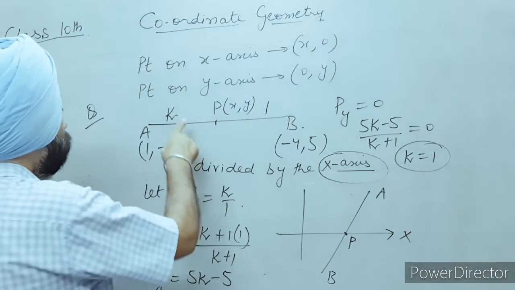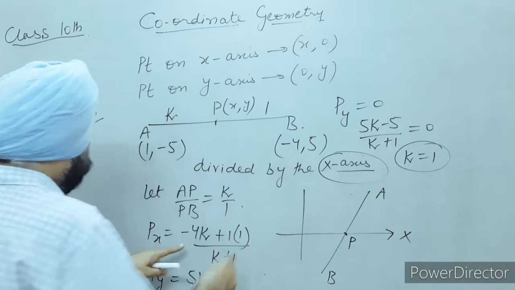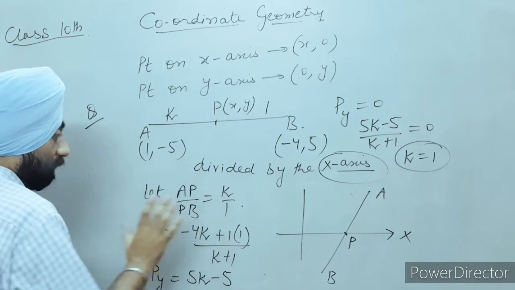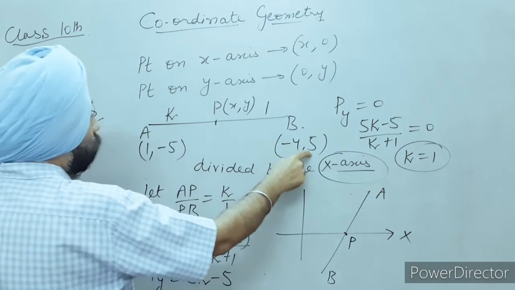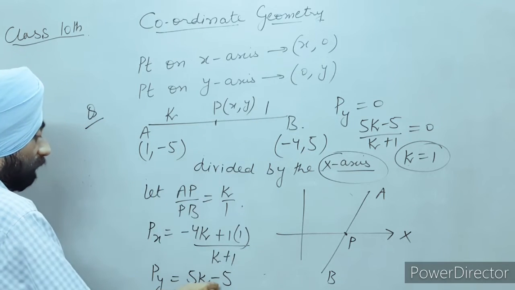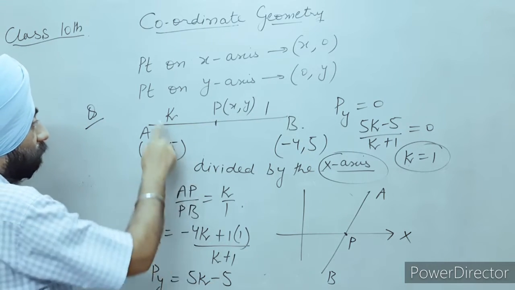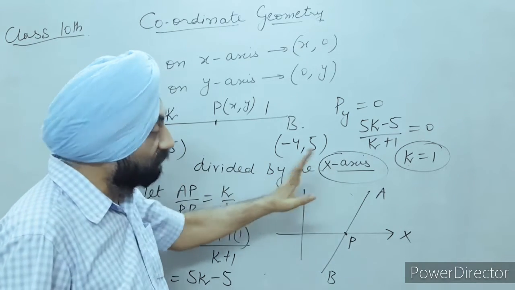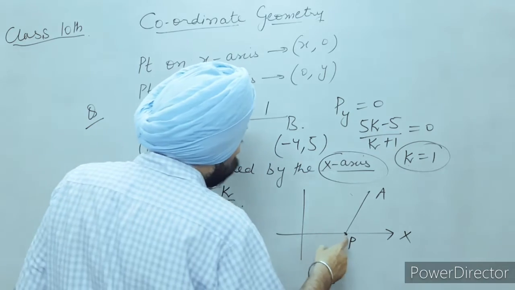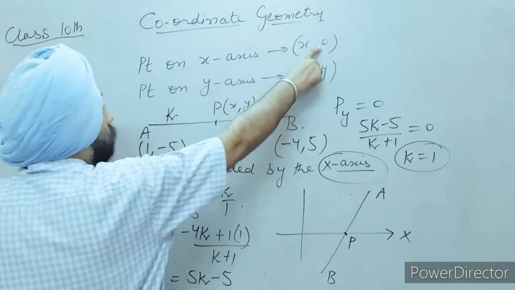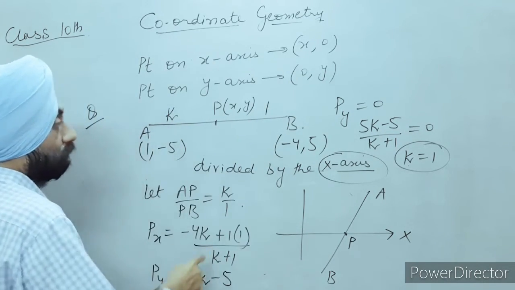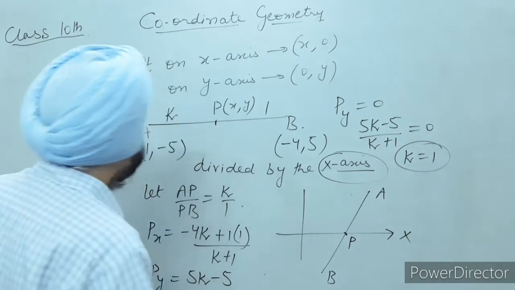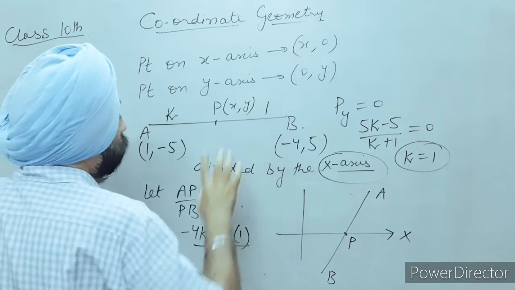Even if this is k into minus 4 plus 1 into 1 divided by k plus 1, I get P of x. Then k into 5 plus 1 into minus 5, I get 5k minus 5 divided by k plus 1. Now it is divided by the x-axis. On the x-axis the ordinate is 0. That means P of y equals 0. From there I get k equals 1. That means my ratio is 1 ratio 1.